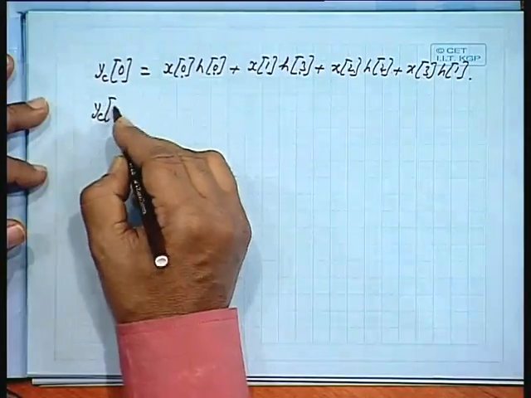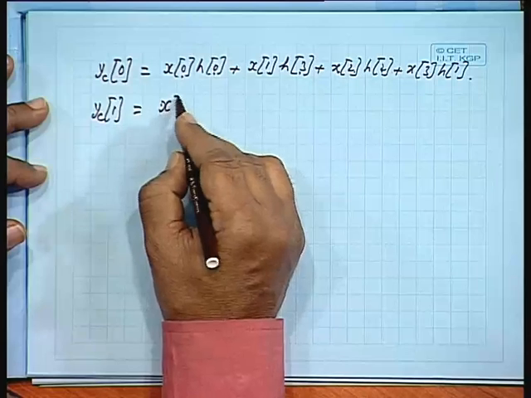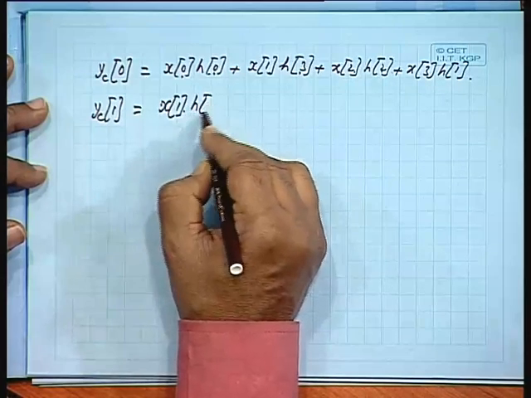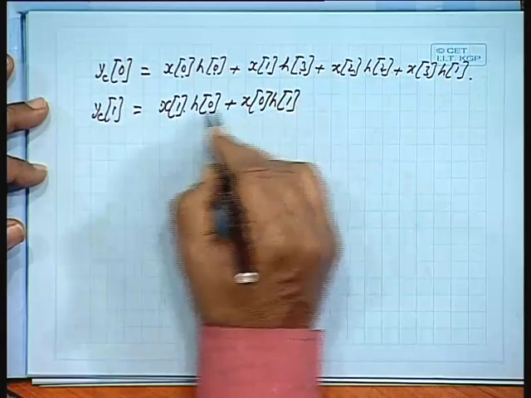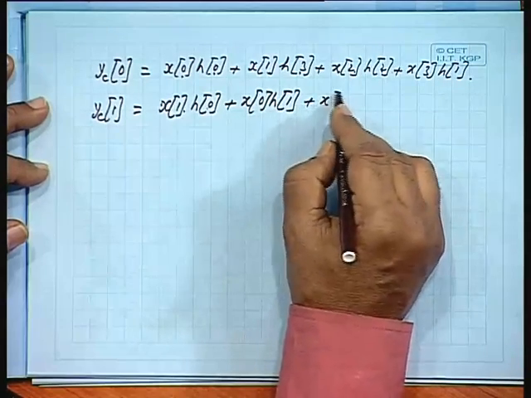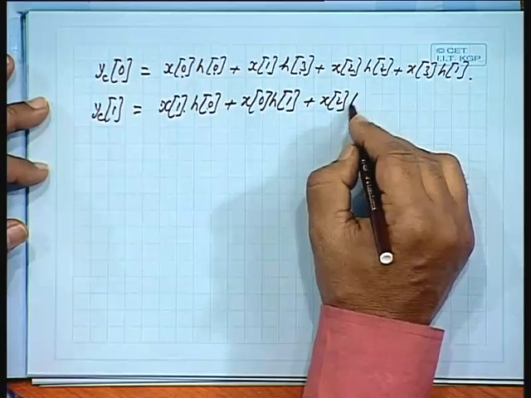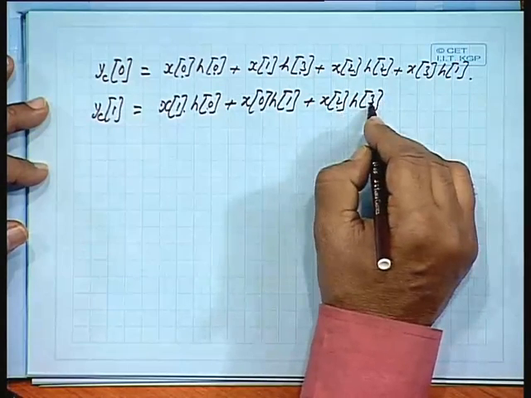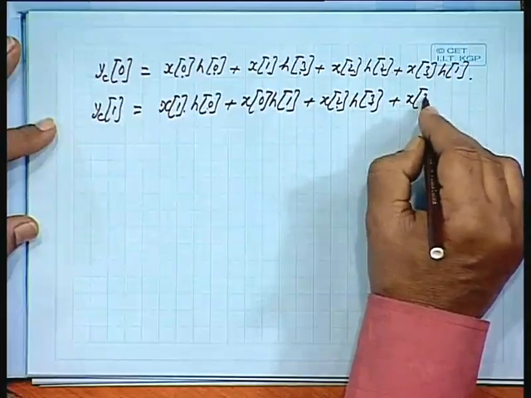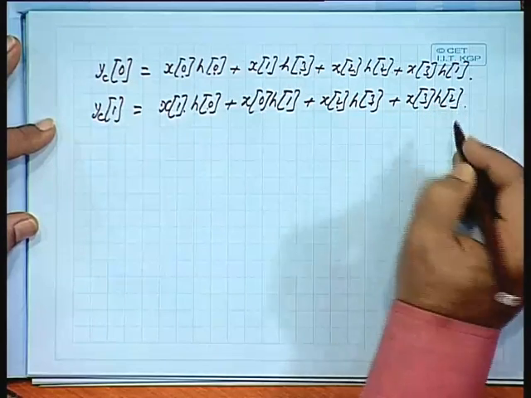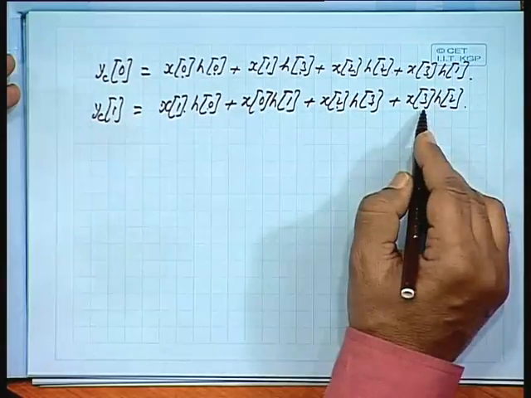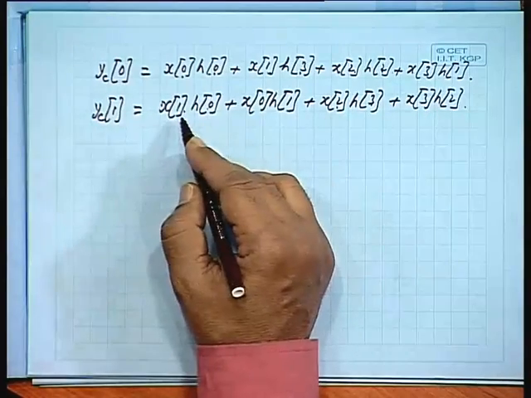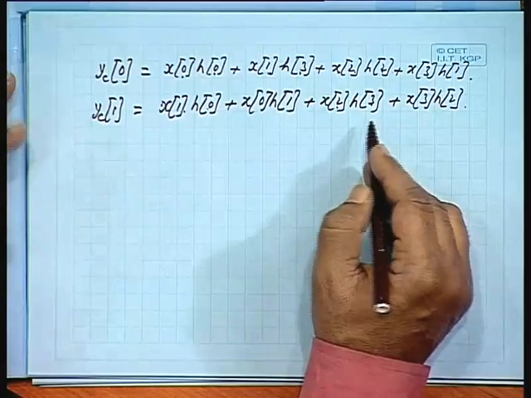Y c 1 should be, therefore, the total sum should be 1: x 1 h 0 plus x 0 h 1, total sum is 1, and then x 2 h 3, that will make it 5, modulo 4 will give you 1, then x 3 h 2. Is there any other possible combination? I have already taken 2, 3, 0, 1, 2, 3.